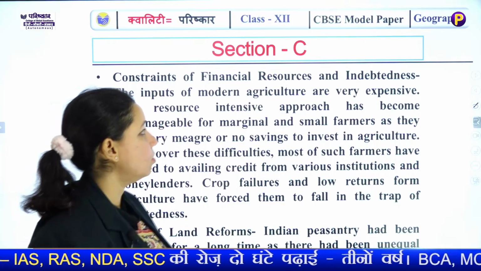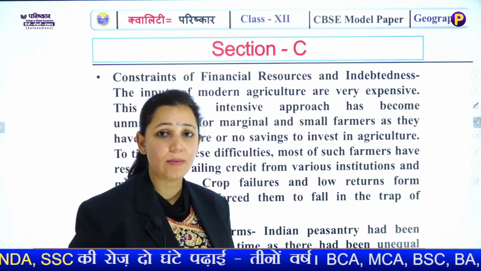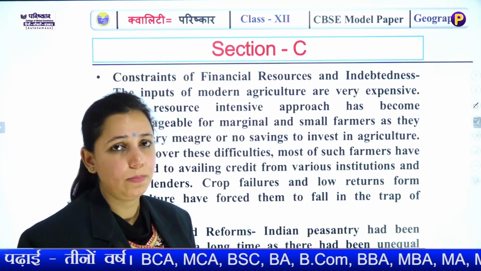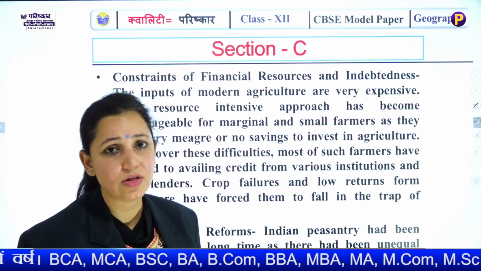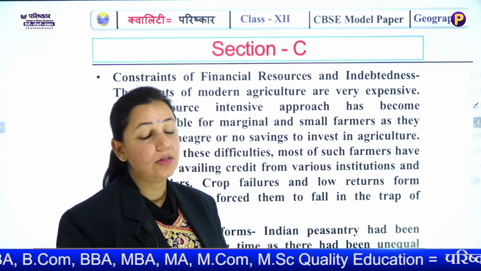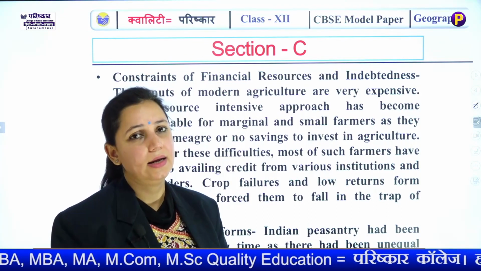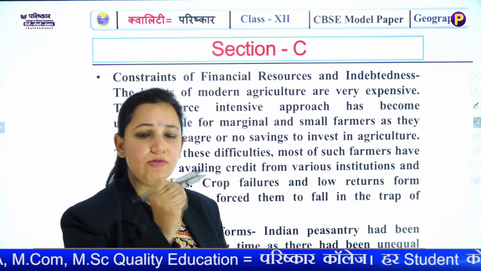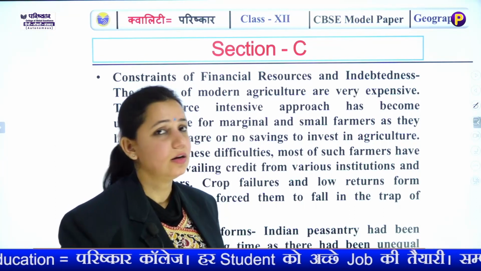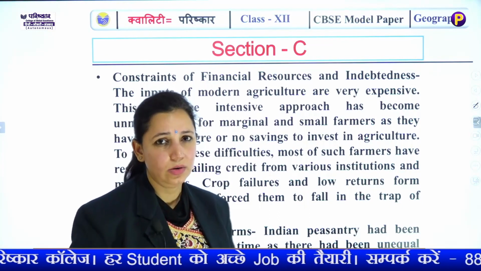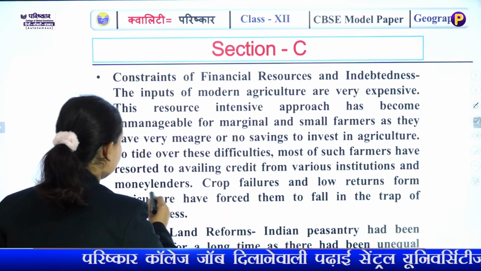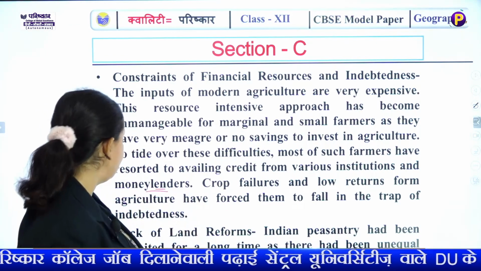Constraints of financial resources and indebtedness. You know that the Indian farmer is not financially well established, so most small and marginal farmers have to take loans from the bank, and in case of crop failure, they are indebted to the bank. So this vicious cycle of loan indebtedness continues, and it eventually leads to a downfall in agriculture. Here you can see how they are becoming slaves to the money lenders and to the bank itself.